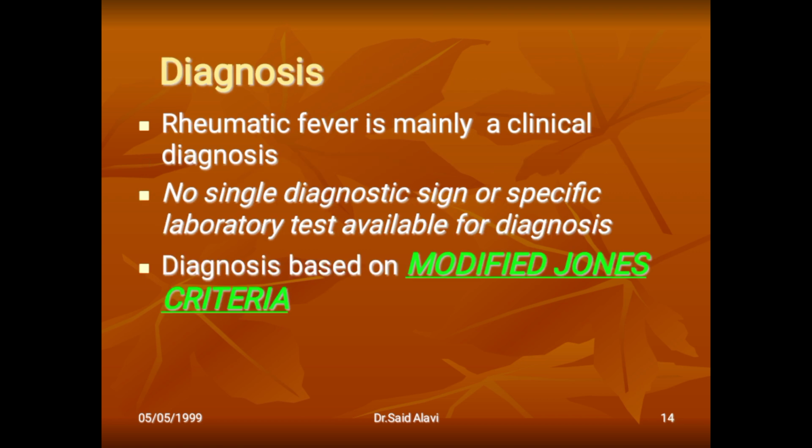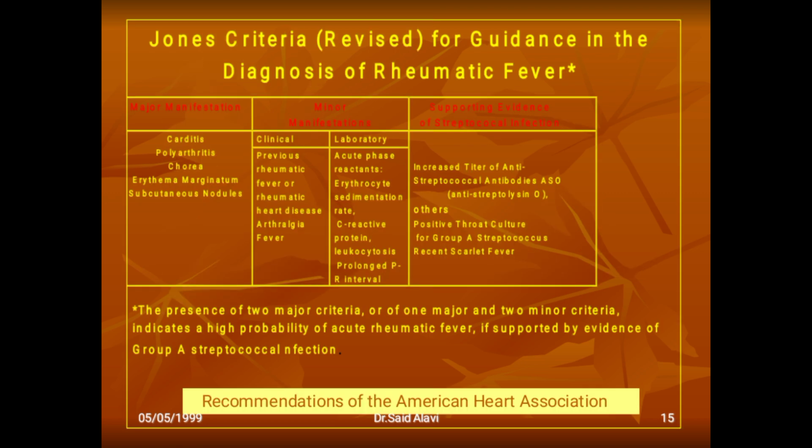Diagnosis: rheumatic fever is mainly a clinical diagnosis. No single diagnostic sign or specific laboratory test is available for the diagnosis. Diagnosis is based on the modified Jones criteria. Major criteria include carditis, polyarthritis, chorea, erythema marginatum, and subcutaneous nodules.